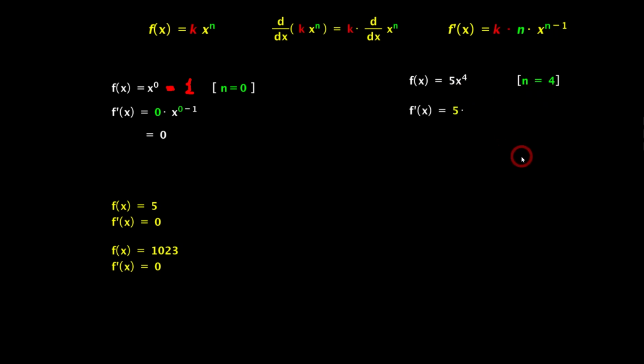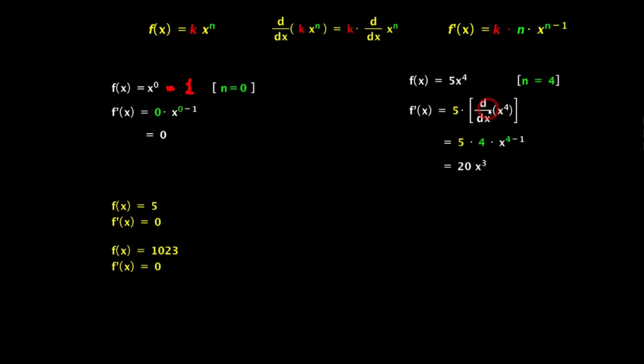For f prime of x, 5 will be sitting in front. We have to find the derivative of x to the power of 4. So whatever the value turns out to be, it is 5 times the derivative of x to the power of 4. Bring the base x, the 4 comes to the left, and it would be x to the power of 4 minus 1. Finally, it's going to be 5 times 4, 20, x to the power of 4 minus 1 is 3.